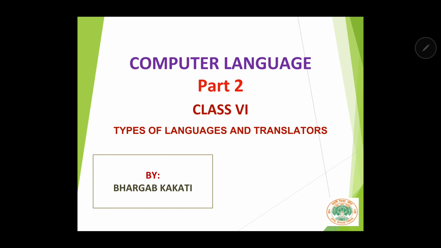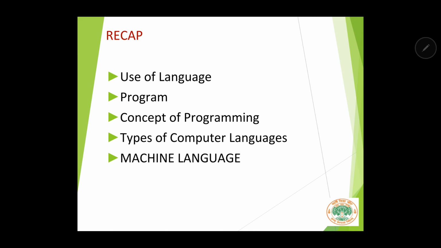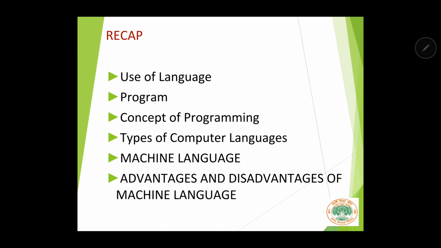Let's revise the topics which we have learned in the previous class. We'll not go into the depth of those topics. We'll just touch the topics heading by heading. We learned about the use of a language, why a language is used. We learned about the set of instructions which is called a program. We learned about the concept of programming. We saw the types of computer languages, which were machine language, assembly language, high level language and fourth generation language, but we discussed only machine language in detail. We learned about the advantages and disadvantages of machine language.